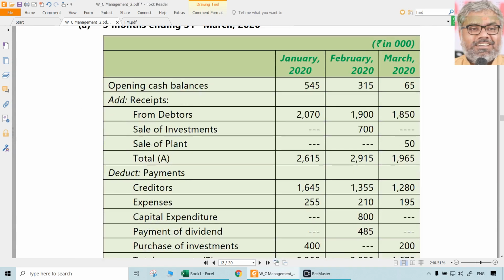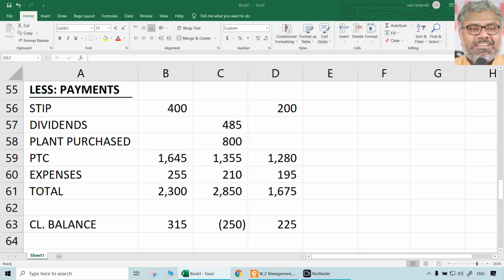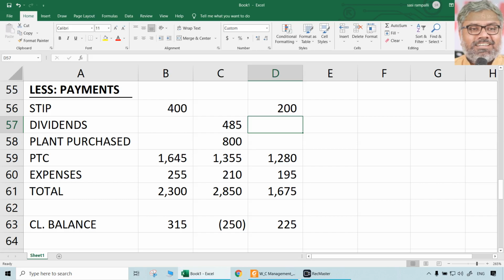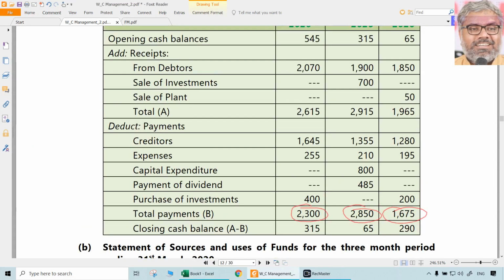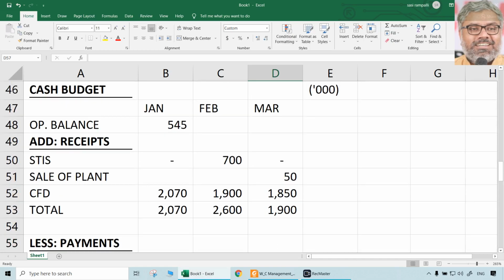Looking at others, let us look at the amounts. 315 is correct. Second month looks wrong. What about total payments? 2300, 2850. This is okay. 1675 also okay. That is not a problem. What about receipts? Payments are correct. We have not taken the opening balance of cash in February. That's what happened. So in February, receipts might also be correct.